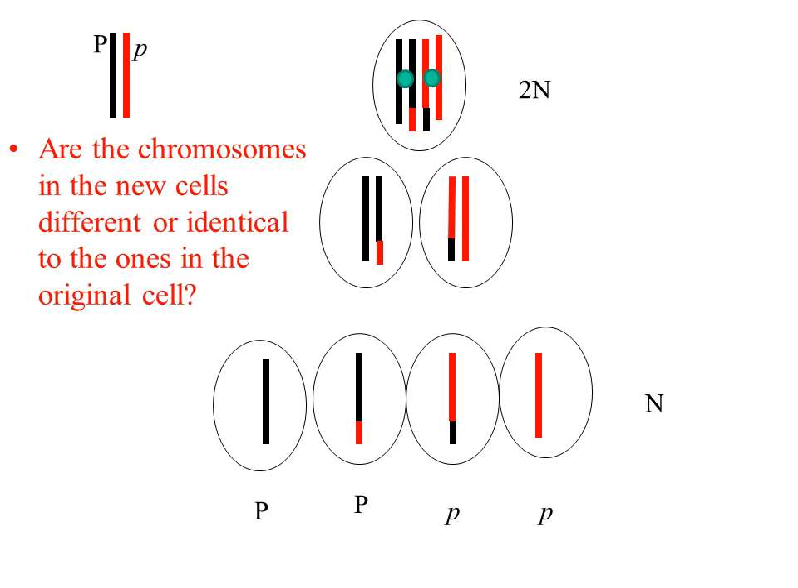The next question comes from your lab manual. Are the chromosomes in the new cells different or identical to the ones in the original cell? To help you with this question, I drew it out. Originally, we have one long chromosome that's black and one long chromosome that's red. The black is a big P and the red is a little p.